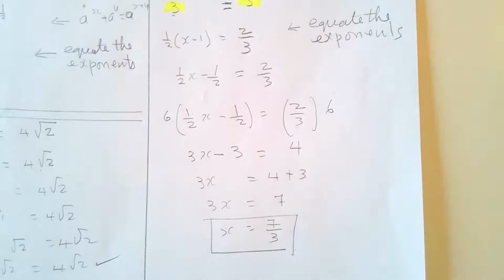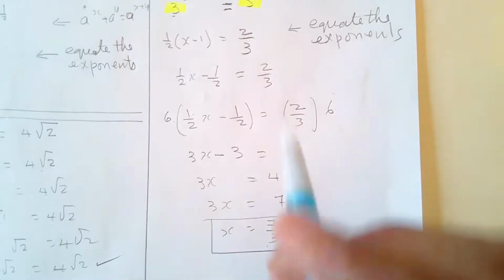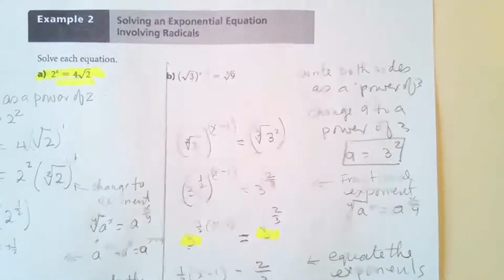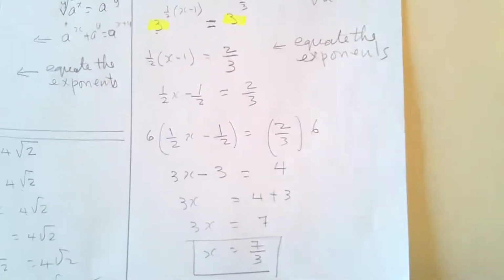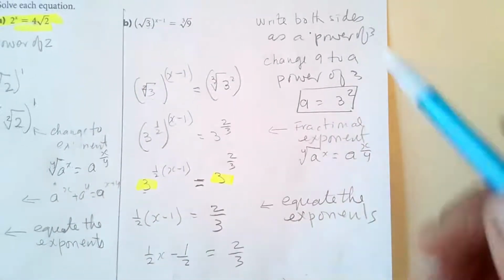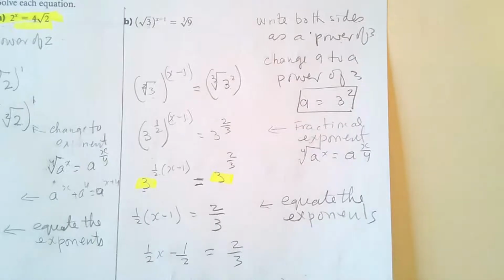And we can also prove that our answer is correct by substituting 7 over 3 for x in our original equation. You see the left side is equal to the right side. So let's recap. Step 1, we make sure we have a power that's equal on both sides. In this case, we change 9 to a power of 3. It becomes 3 to the power 2.